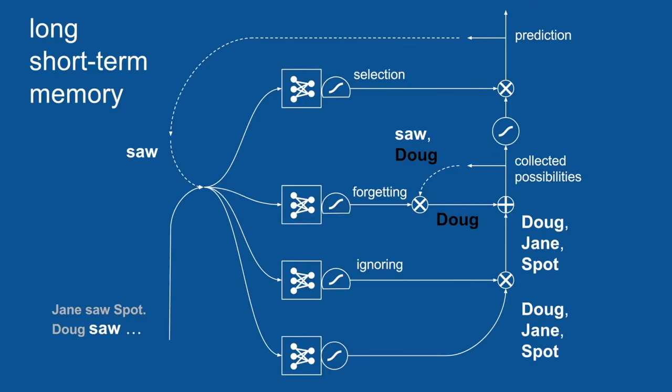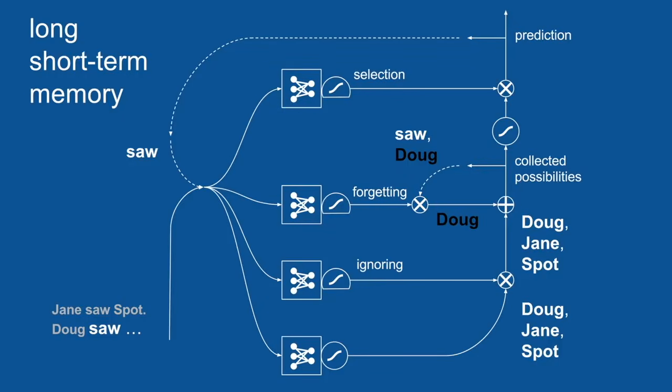Now, the other thing that happened is our previous set of possibilities, the word saw and not Doug, that we were maintaining internally, get passed to a forgetting gate. The forgetting gate says, hey, my last word that occurred was the word saw. Based on my past experience, I can forget that it happened.